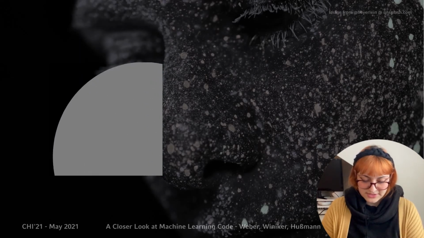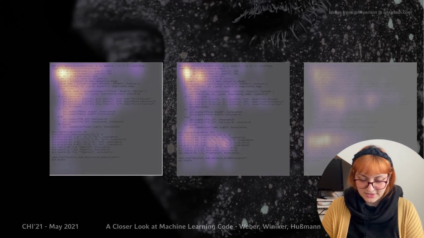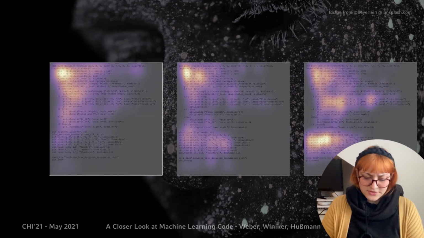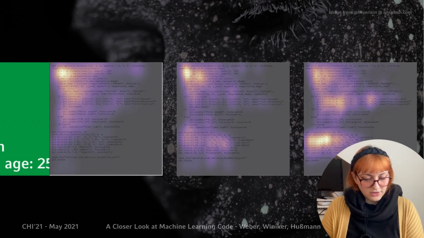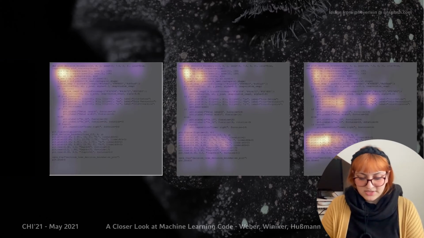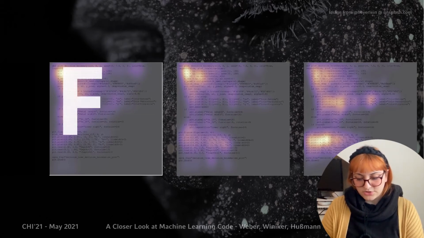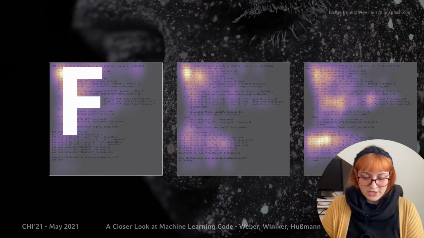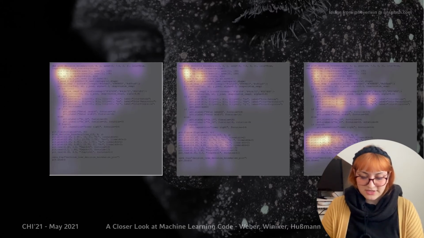After the study runs, we first visualized the data in these heat maps, and as you can see, there are already some interesting patterns. If you look at the one on the left side, which is representative for the people who reported little machine learning expertise, we can recognize reading patterns which resemble Nielsen F patterns, where they start at the top left and then scan through the code mostly line by line.